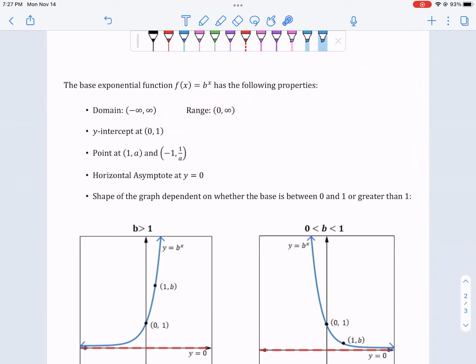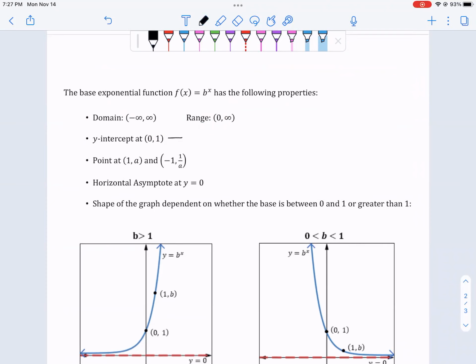There's a y-intercept at 0, 1, and I want to talk about why that would be. So the y-intercept is when x = 0. This is our function right here. So if we plug in 0, f of 0, this is b to the 0, and anything to the 0 is 1. That means the point 0, 1 is on the graph of f.